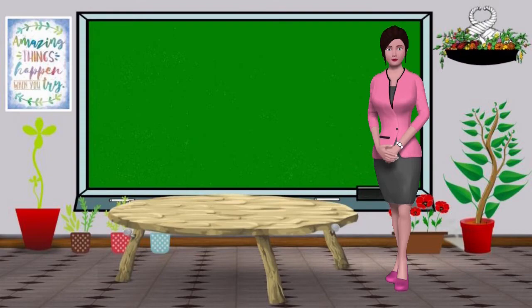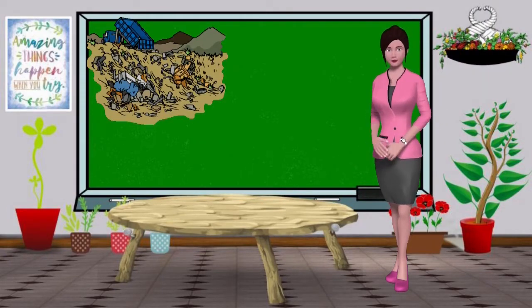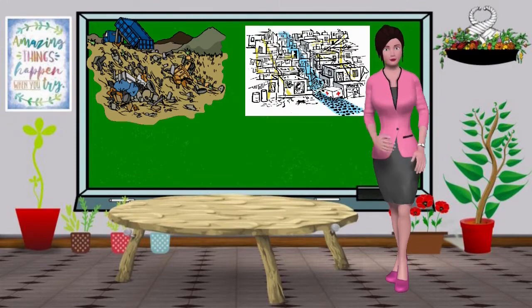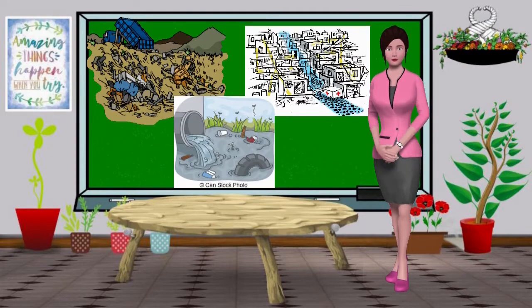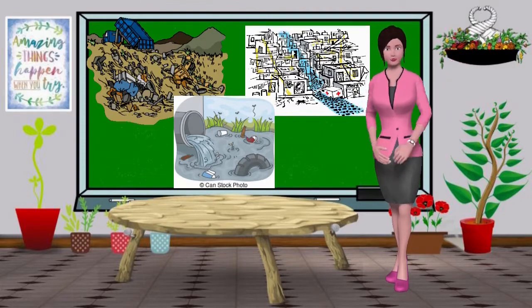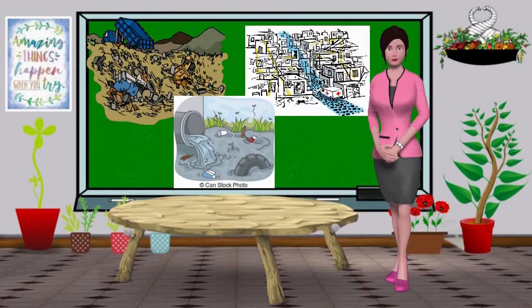Examine these pictures displayed on the board. Dump sites, squatter area, canal, or estero. Describe what you see in each picture. Then, record your observation in your science notebook. Let's now take a look at the findings you have listed in your notebook.